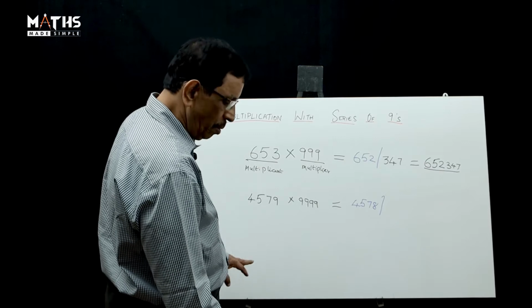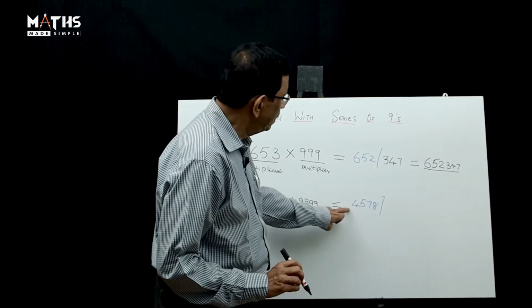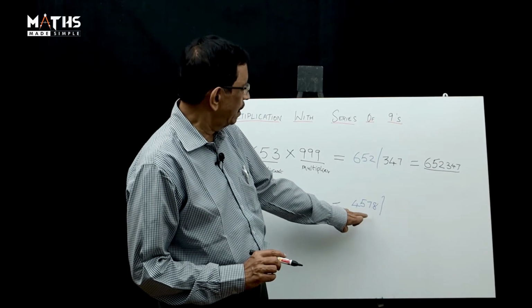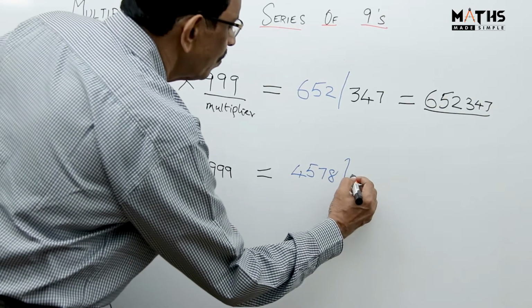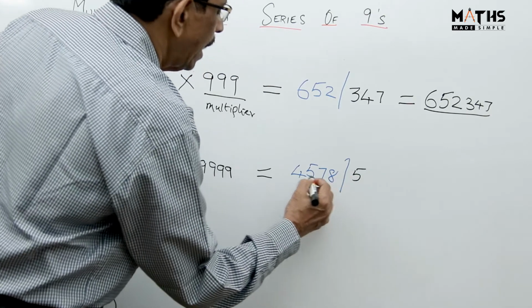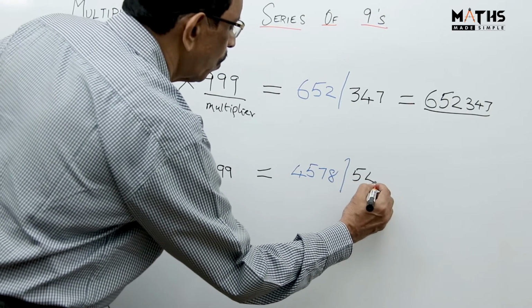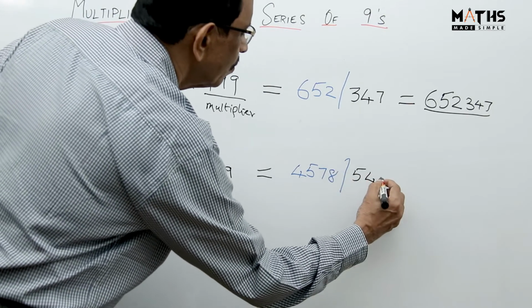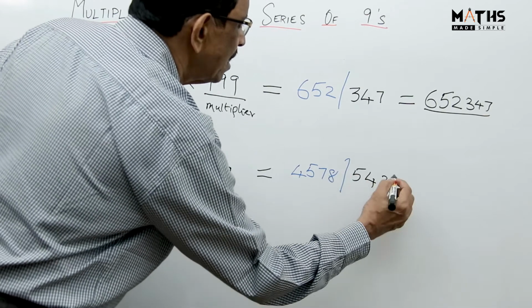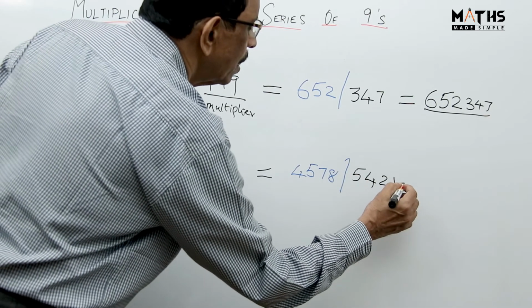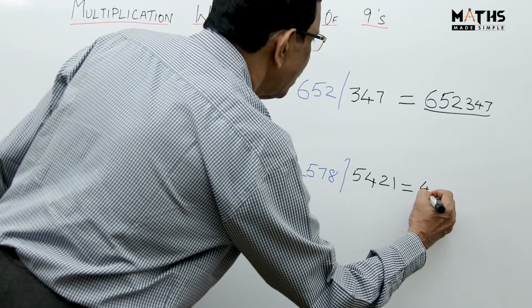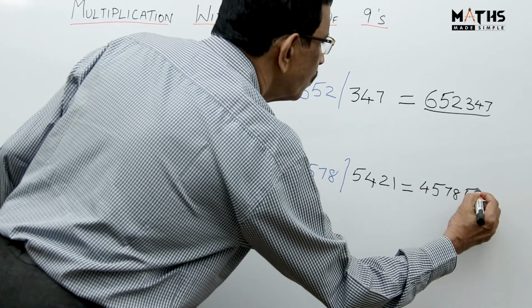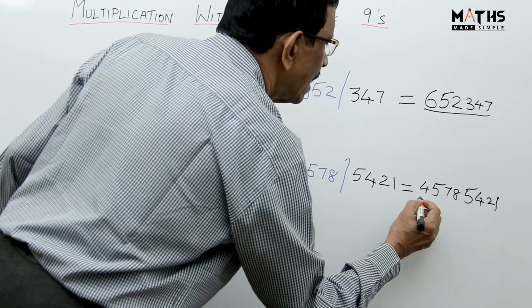The right hand side, each and every digit I have to minus from 9 and put the answer on the right hand side. First 9 minus 4, it will become 5. 9 minus 5 is 4. 9 minus 7 is 2. 9 minus 8 is 1. Now let me merge both the parts. 4578 5421. This is the final answer for it.